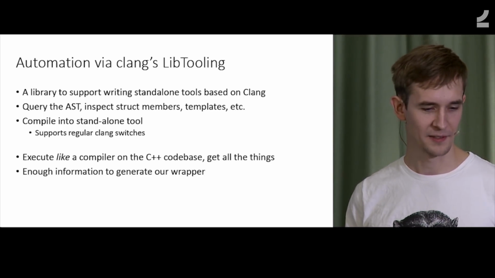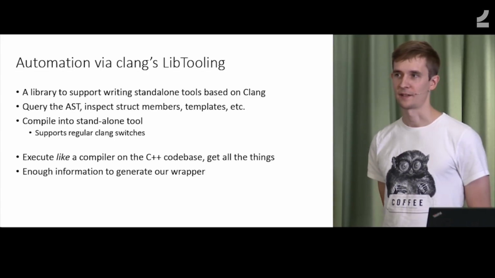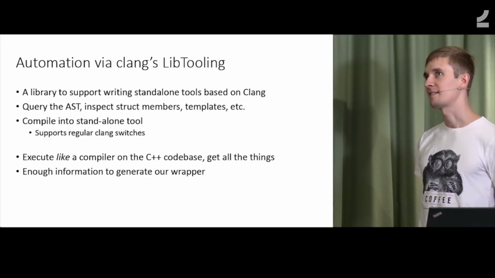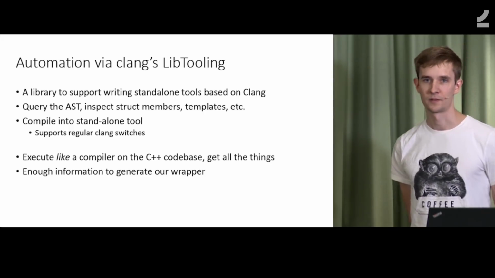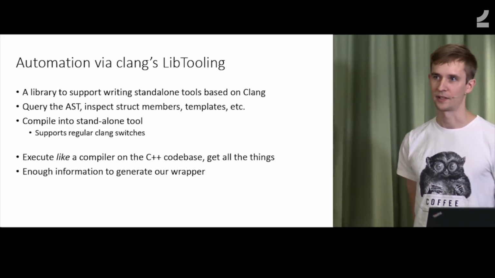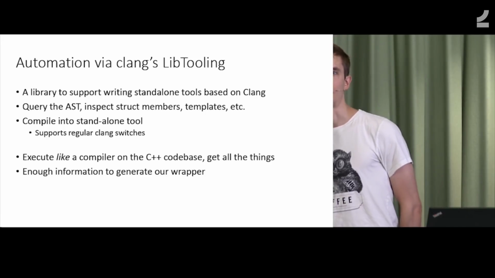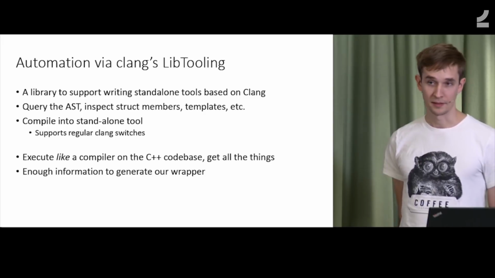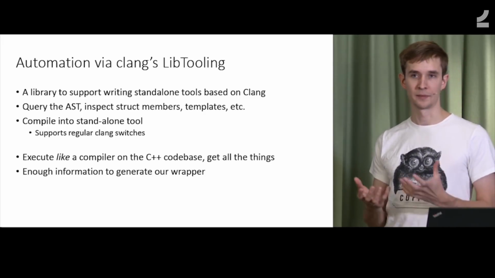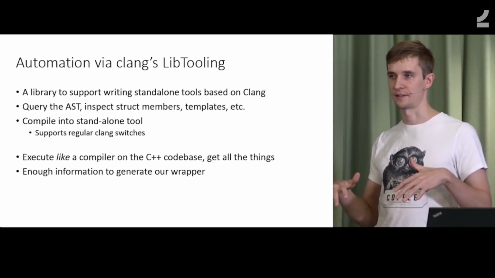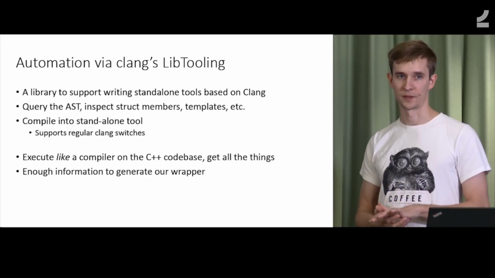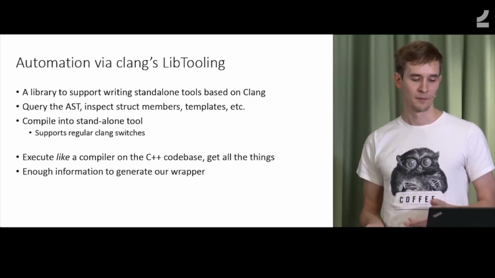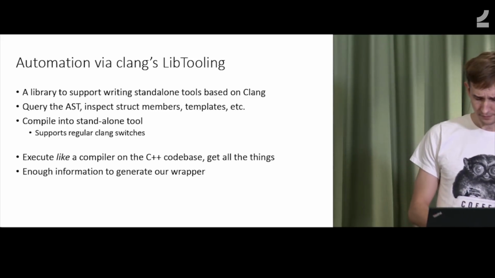And LibTooling is a really cool library which you can use to inspect the internal state of the compiler. You can get the AST, you can get some stuff after initial passes of semantic analysis. So you can get the list of structs, the list of functions, the list of members inside structs, and so on. And when you build a tool like this, you can actually make it work just like Clang does and support all the default flags that it works with. So for example, the include directories, a bunch of switches and preprocessor definitions, and so on.